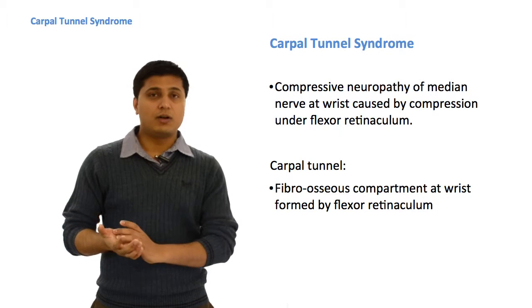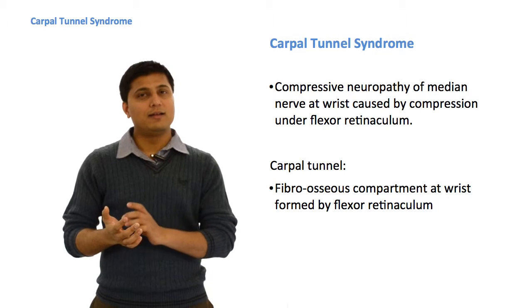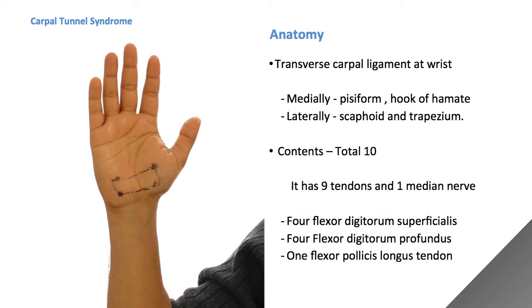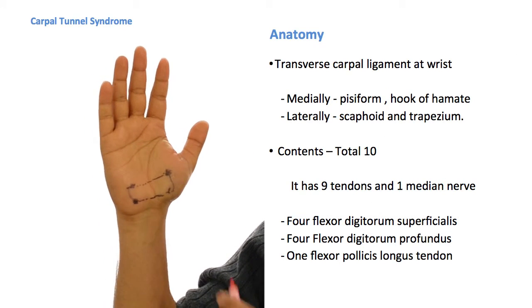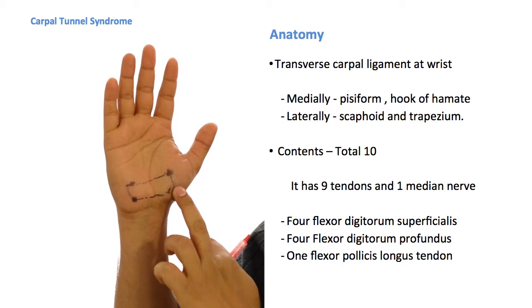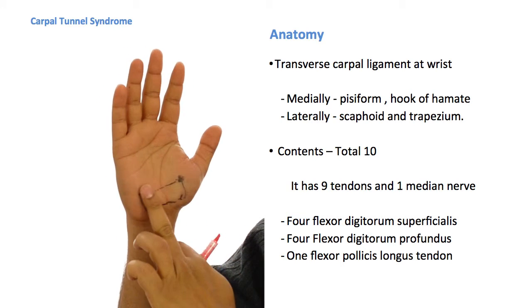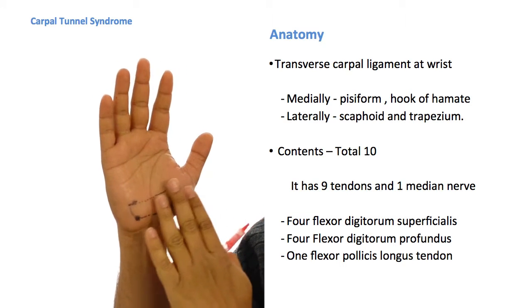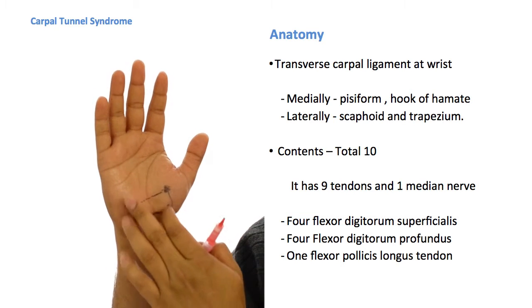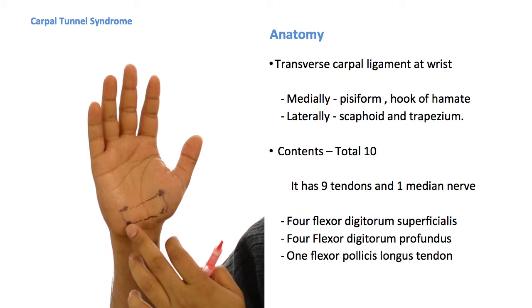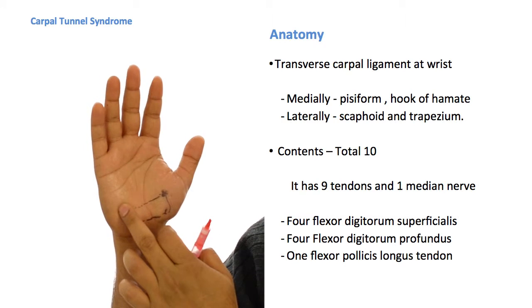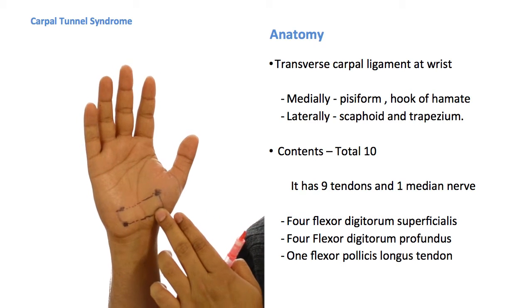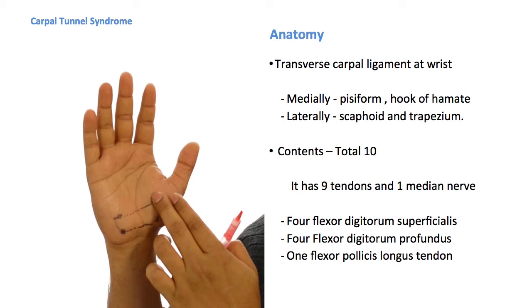So before understanding what is carpal tunnel syndrome, we need to understand a little bit more about the anatomy. So let's look into the anatomy of carpal tunnel. So this is roughly the area of carpal tunnel. This is the attachment of the flexor retinaculum. So basically the roof of the carpal tunnel is formed by flexor retinaculum, and it has attachment medially as well as laterally. Medially, the attachment proximally is the pisiform and the hook of the hamate distally, and on the radial side, proximally is the tubercle of scaphoid and distally the tubercle of trapezium.